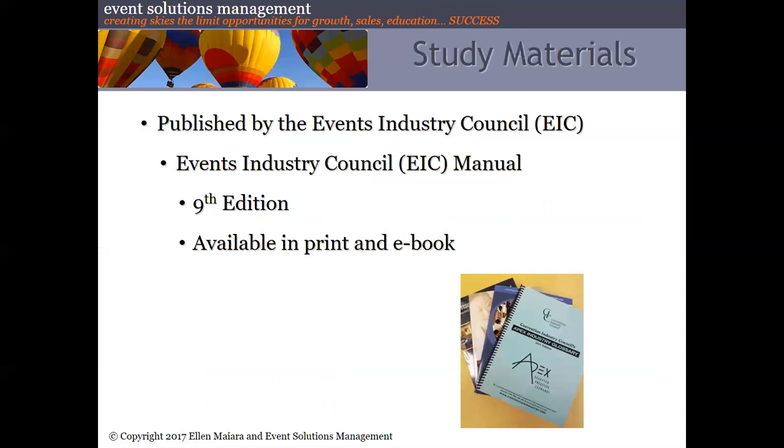Okay, so study material. There are 2 manuals and a glossary. Okay, well, it used to be called the Convention Industry Council Manual. I'm sure they haven't changed that out yet. It's the 9th edition, and it's available both in print and in ebook.